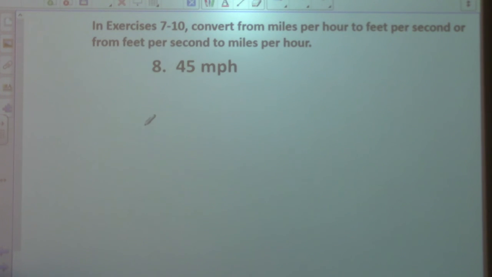So I want to choose somebody to work out numbers 8, 9, and 10. And then at the very end of class, we're going to show a video. So that's what's happening in class today. Yay.